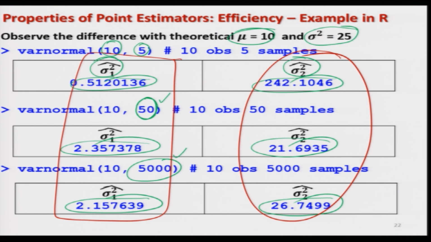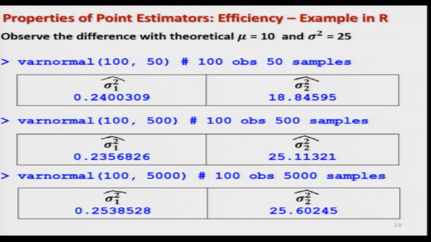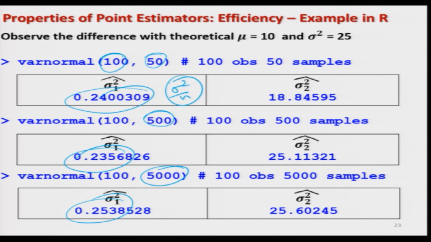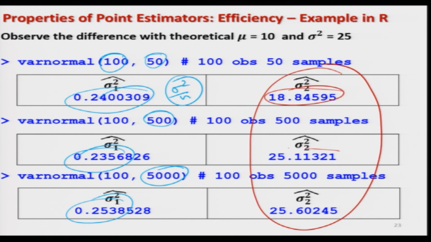And the same thing you can see here that if I try to increase the number of observations to 100 and try to generate 50 samples, 500 samples and 5,000 samples here, the values of sigma 1 square hat are close to 0.24, 0.23, 0.25, right, because they are going to be determined by sigma square upon n, right. So, these values are much closer than the values of sigma 2 square hat. You can see they are close to 18, 25 and 25.